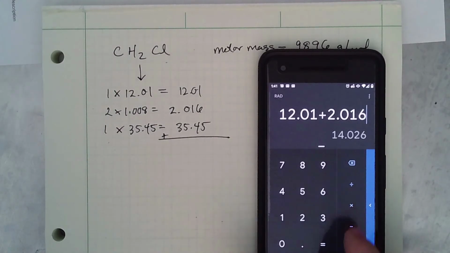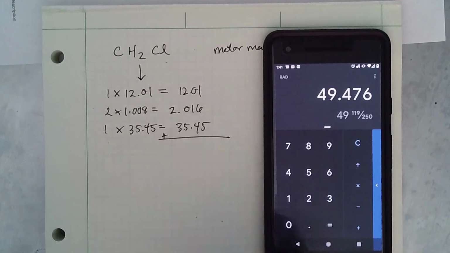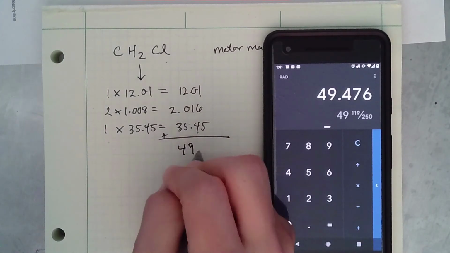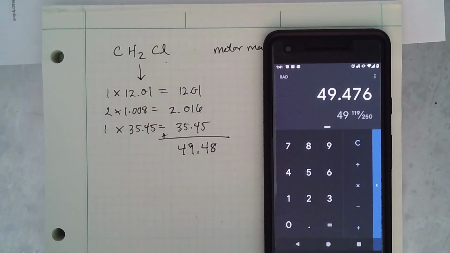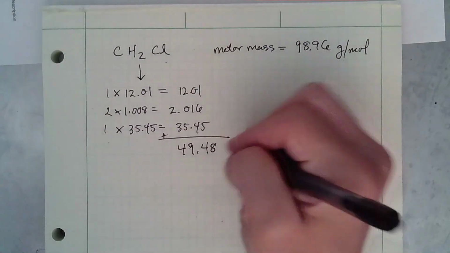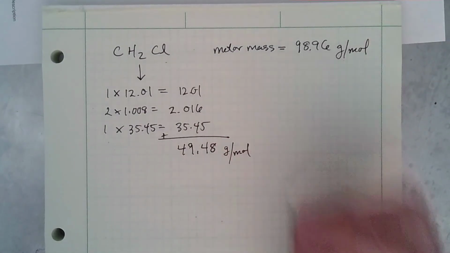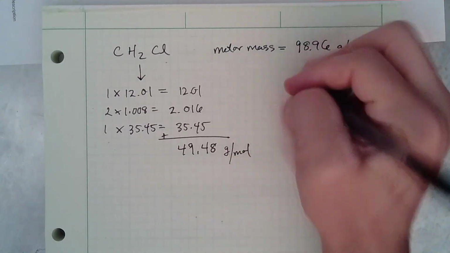All right, and then plus 35.45. There we go. 49.48, with the right significant figures there. That's in grams per mole.